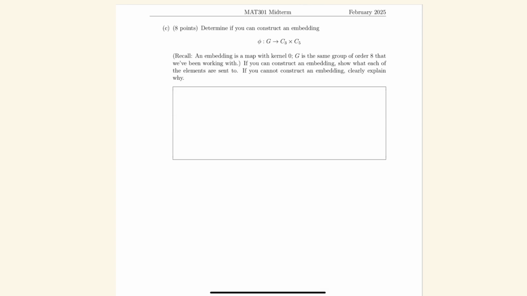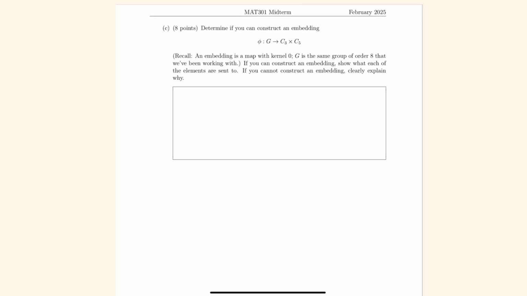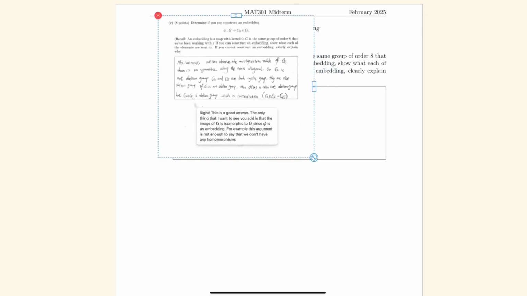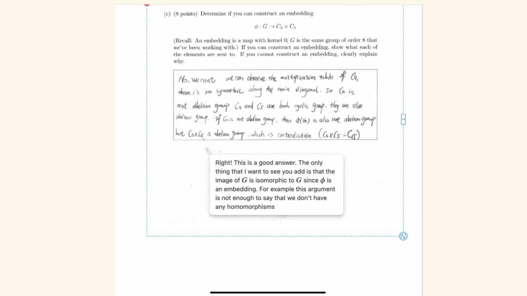Now in part C, the question was: determine if you can construct an embedding from G to this product. And if you could do it, determine what that embedding is, and if you cannot, then say why. So let me grab a student solution for this one. I may be popping in the wrong one because they're of course kind of small. Here we go. Now, this student didn't quite get there, but got almost all the way.